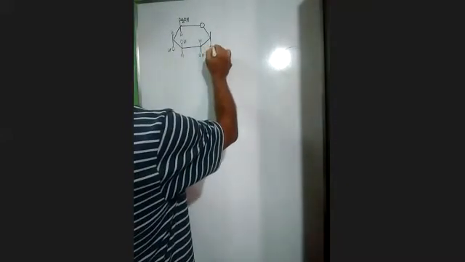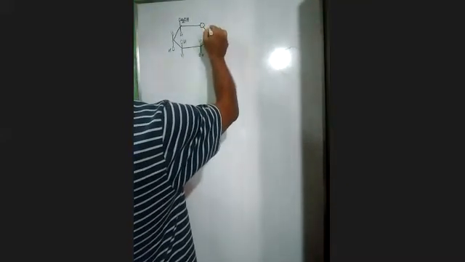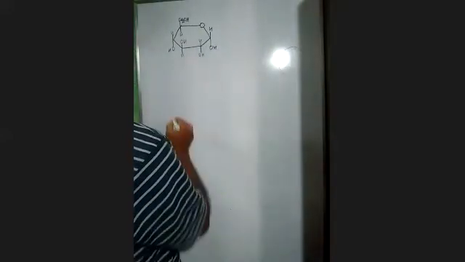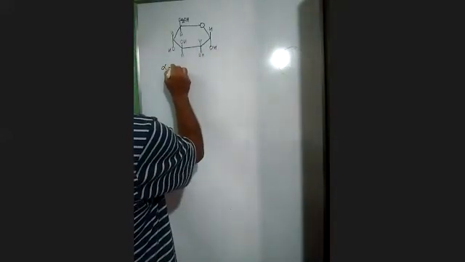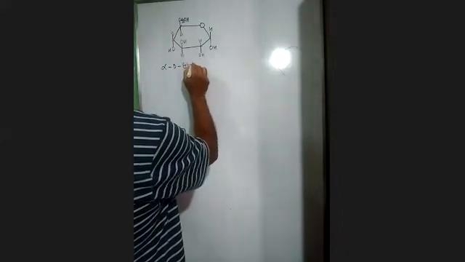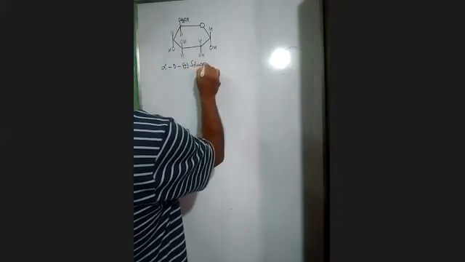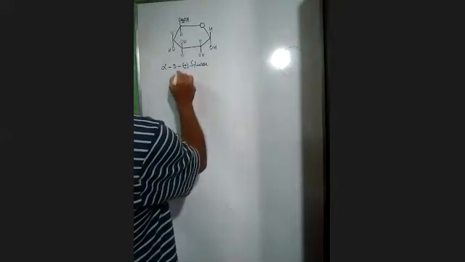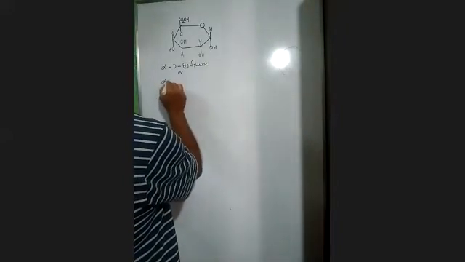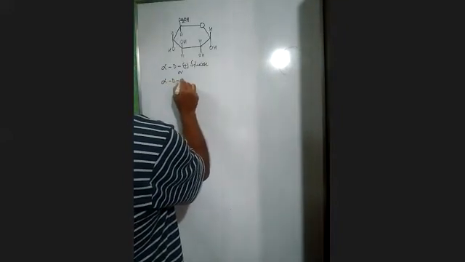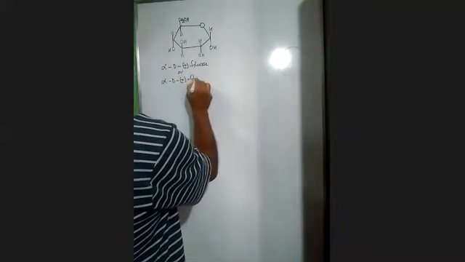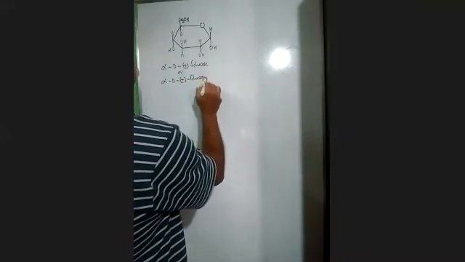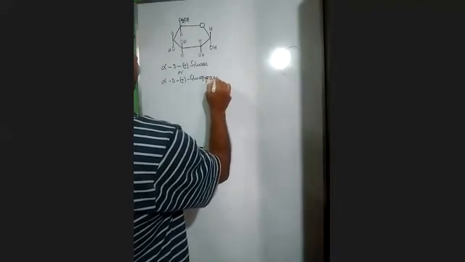Now, by convention, whenever you say alpha, that is below the ring. So here, this is below. Okay, so this is alpha D plus glucose, or what you can call alpha D plus glucopyranose. Why? Because this is the pyranose.